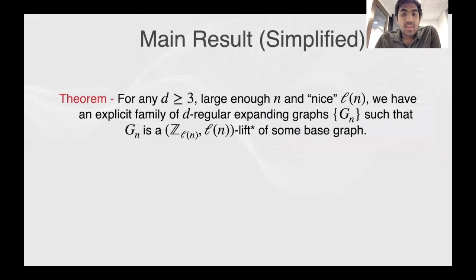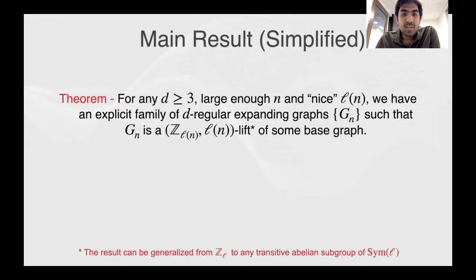So for any d, a large enough n, and a nicely growing function L of n, we have an explicit family of d-regular expanding graphs such that each graph Gn is a ZL lift of some base graph. And note here that we can generalize this result from ZL to any transitive abelian group. Transitivity is necessary because otherwise the graph would be disconnected, and you cannot hope for expansion. So this essentially covers all abelian groups.